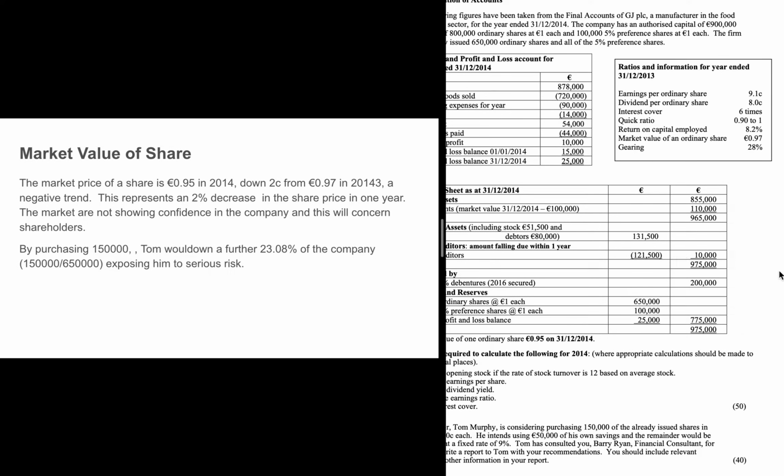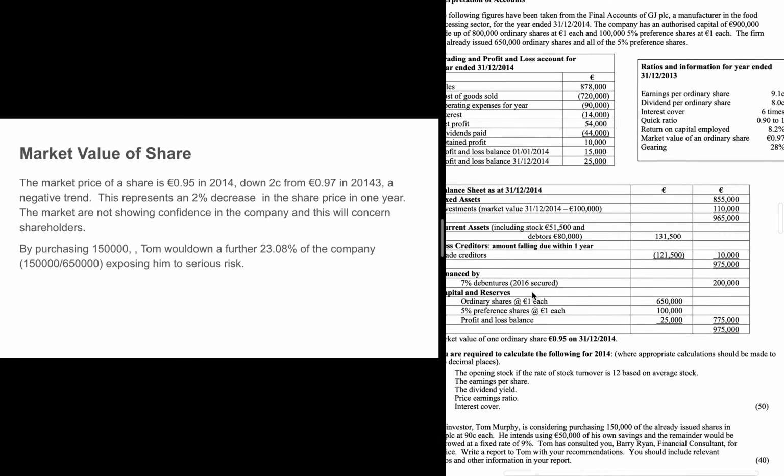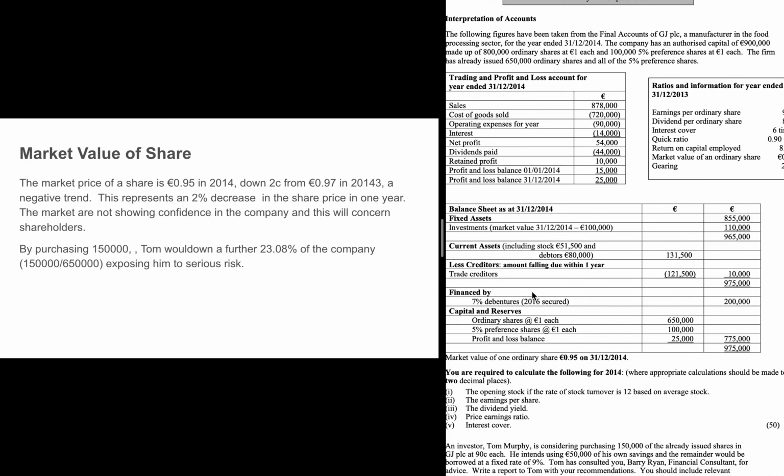Now, at that point, we need to say, well, how much is he buying? He's buying 150,000 of the shares. So he's buying 150 out of 650,000 shares, which is 23% of the company. So he's buying shares that are falling in value. He's going to own 23% of the company, and the company might no longer exist in a period of time. So he's taking on serious risk.